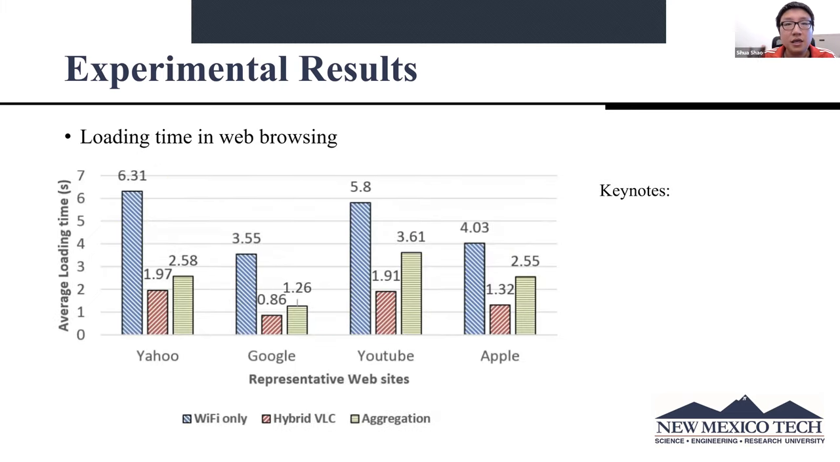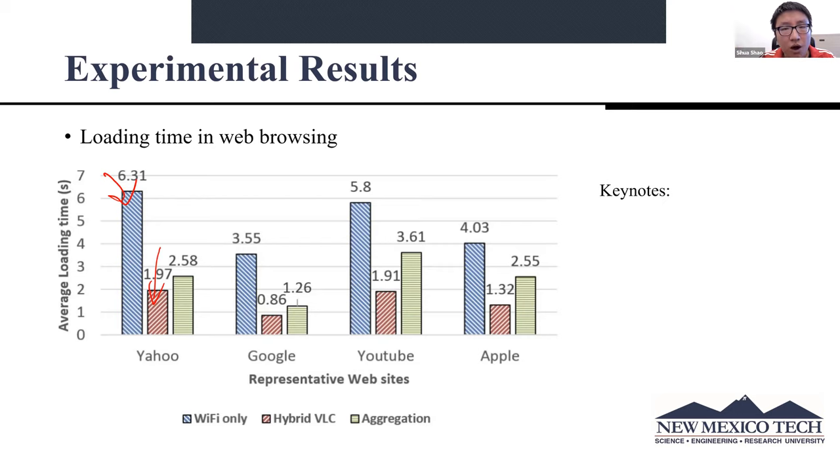Let's look at the experiment for loading time in web browsing. We try to connect to, let's say, Yahoo, Google, YouTube, Apple, using these three configurations. Of course, Wi-Fi is the worst. When you connect multiple users to the internet and test the loading time, Wi-Fi takes much longer than VLC. Like here, Wi-Fi takes 6.3 seconds, while VLC only takes 1.9 seconds to load the Yahoo page.